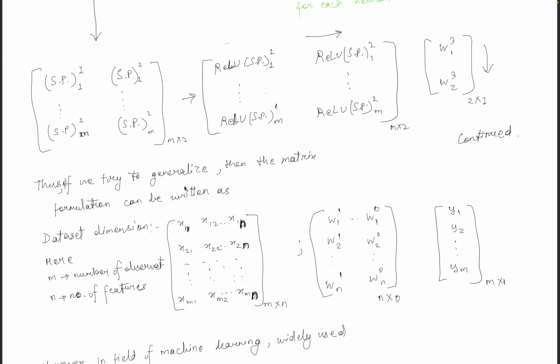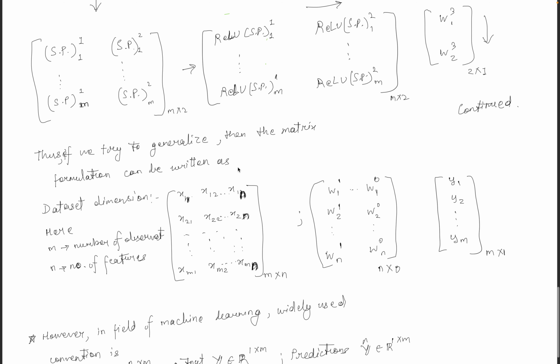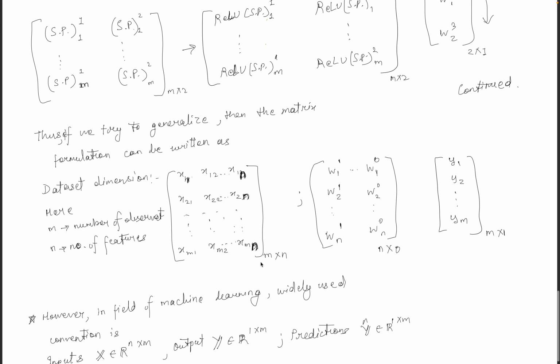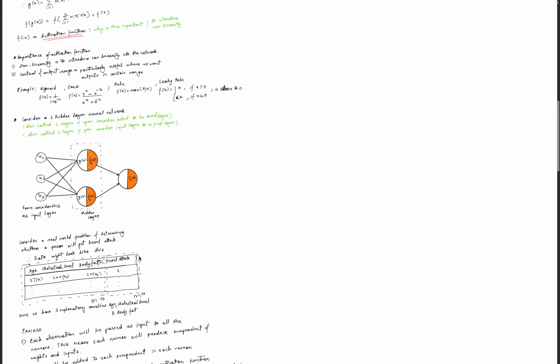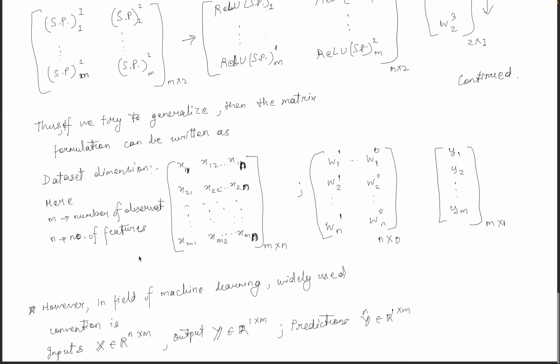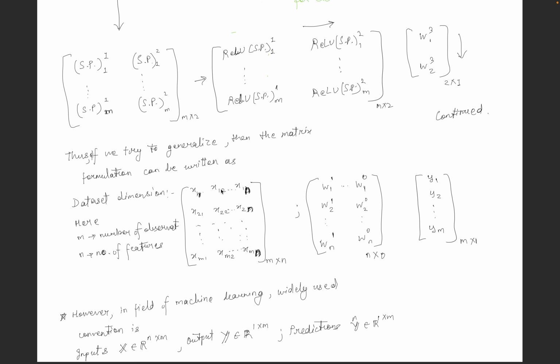Thus, if we try to generalize, the matrix formulation can be written as follows. The dataset dimension is m by n, where m is the number of observations and n is the number of features. For our case of predicting whether a person will have a heart attack, the output is binary 0, 1, and we have three inputs: age, cholesterol, and body fat. So yes, the dataset dimension is m by n.